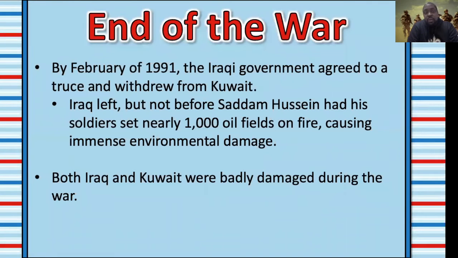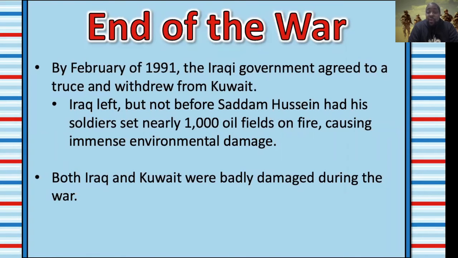All right, so by February 1991, the Iraq government agreed to a truce and withdrew from Kuwait. Iraq left, but not before Saddam Hussein had his soldiers set nearly 1,000 oil fields on fire, causing immense environmental damage.